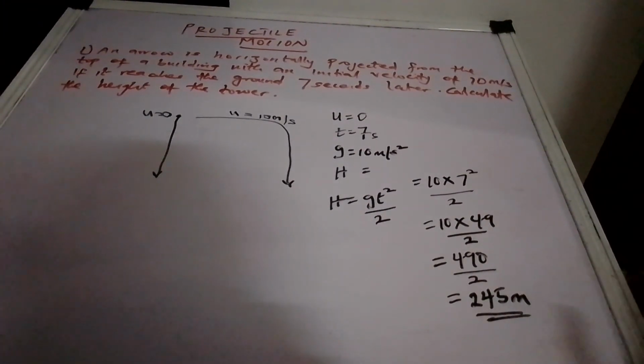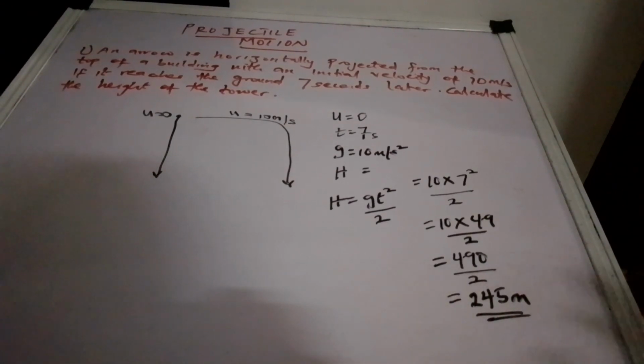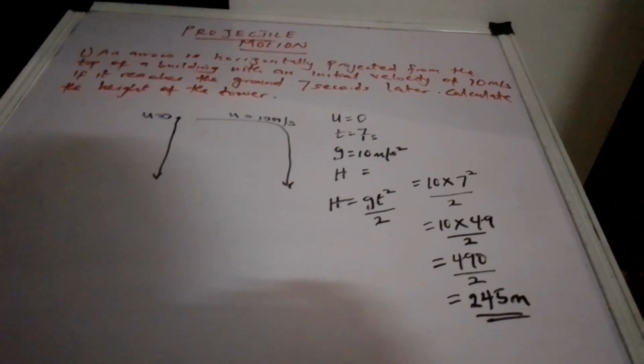So that's the concept you need to understand when it comes to horizontal projection and vertical projection. There is a vertical component and there is a horizontal component. I won't take too much time explaining the other examples, so let's look at example 2 now.